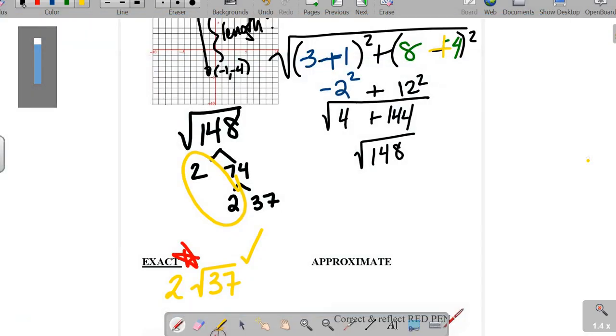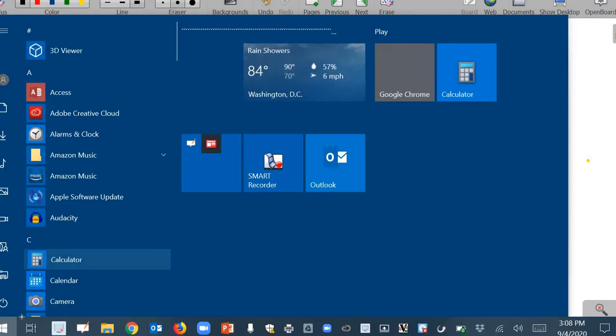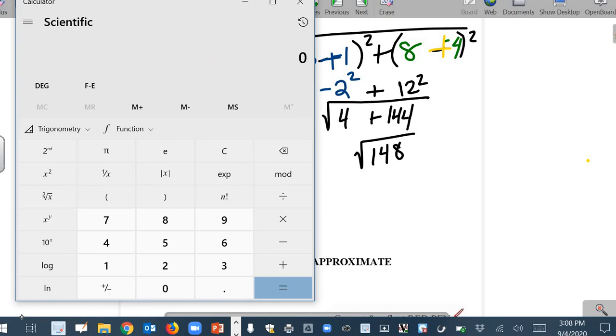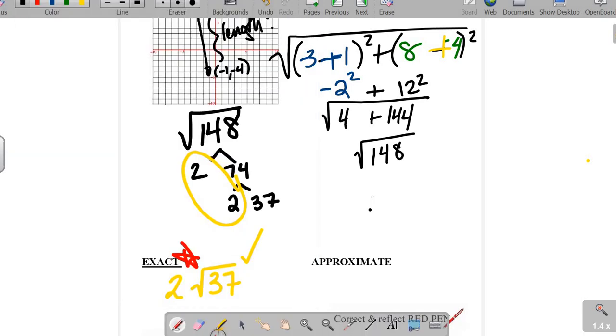The approximate is where you put it in a calculator. Now, the approximate, which is a decimal, is not as accurate as simplifying the radical. You need to be familiar with both, however. So here we have 148, and we're going to find the square root. So the approximate, we'll take it to the second decimal, is 12.17.